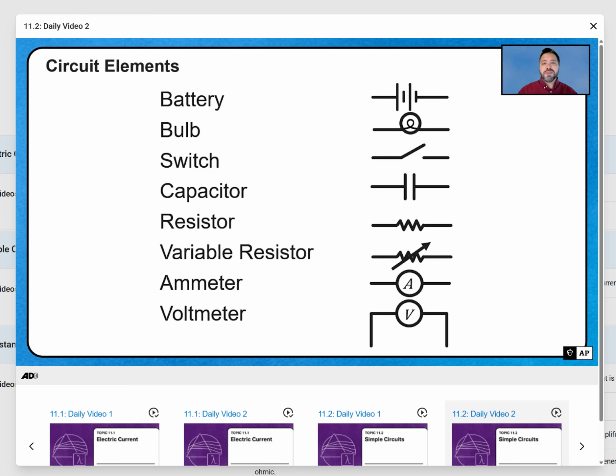A capacitor is going to be 2 parallel lines of the same size. Your resistor is going to look kind of like a zigzag here. And if we want to show that it's variable, kind of like a dimmer switch, or maybe like the dial on your stovetop, that's going to have an arrow through it to show that it is variable.